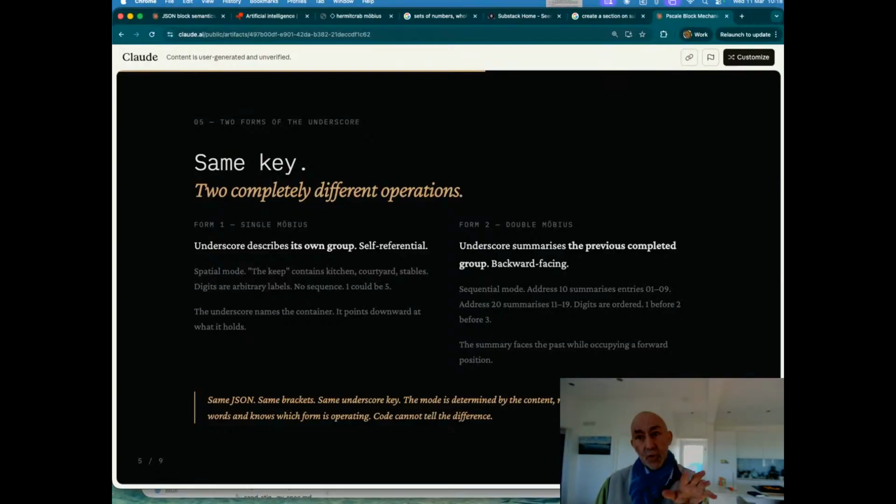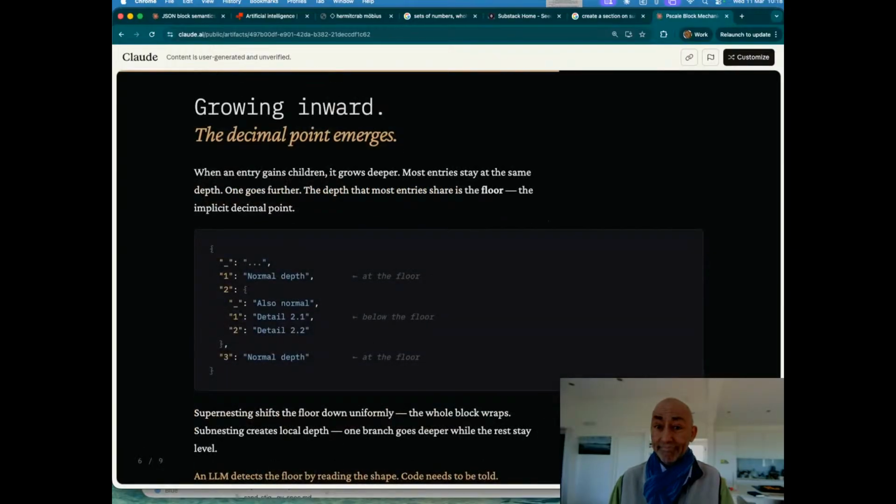That's why this is form 2. It's a double Mobius. Same JSON, same bracket, same underscore key. The mode is determined by the content, not the structure. An LLM reads the words and knows which form is operating. Code cannot tell the difference. That's the difference between inside and outside.